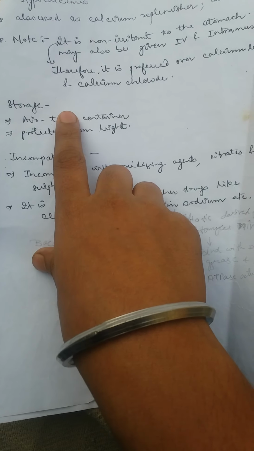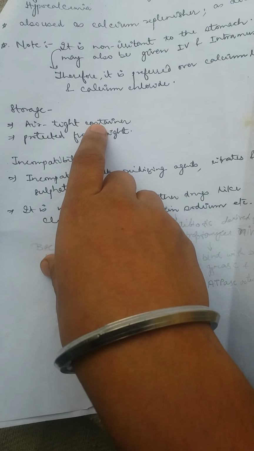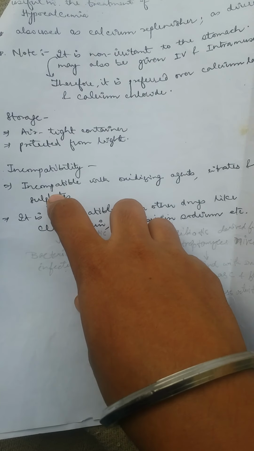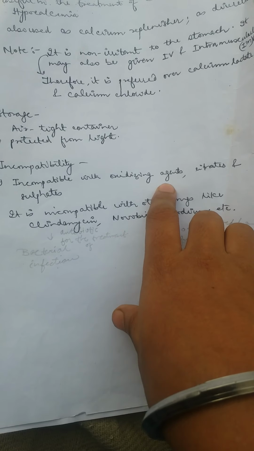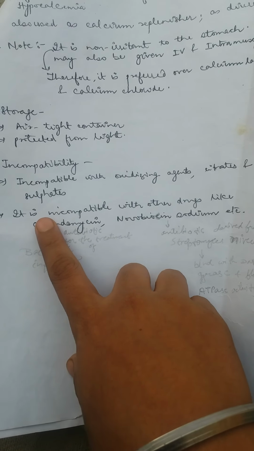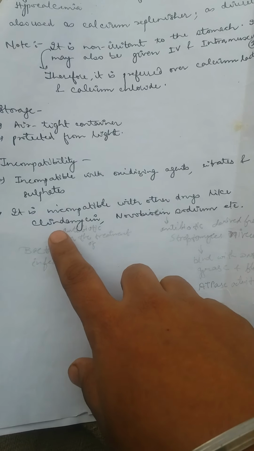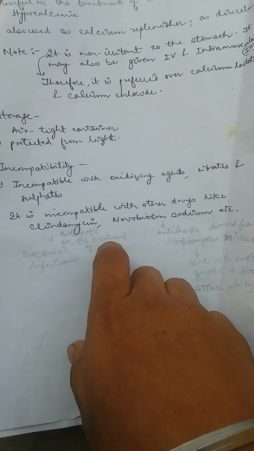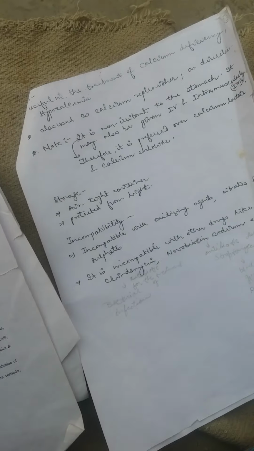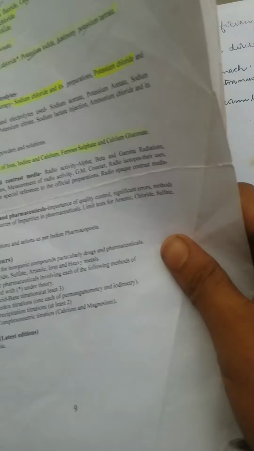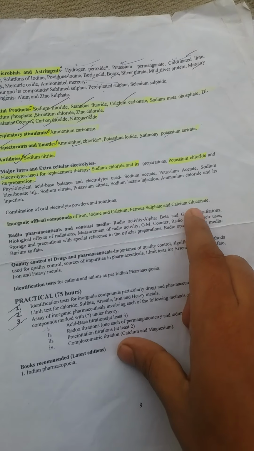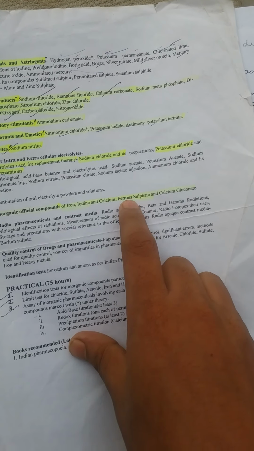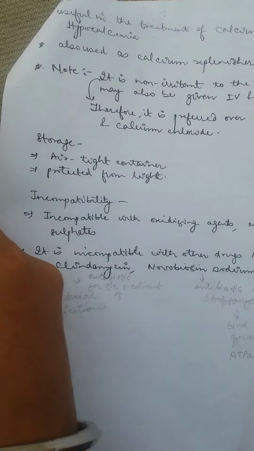So the storage condition is that it is stored in an airtight container and protected from light. And what are the incompatibilities? It is incompatible with oxidizing agents, nitrates and sulfates. It is also incompatible with other drugs like clindamycin. As we all know, clindamycin is an antibiotic used for the treatment of bacterial infection. So this is all about the calcium gluconate. Now we have to study about the iron and ferrous sulfate according to the D.Pharm first year syllabus.